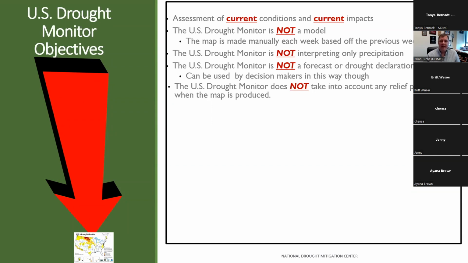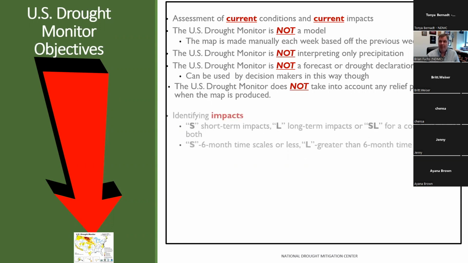And if they're going to start using these Drought Monitor products to trigger different relief programs, they want it to stay objective. So what that means is we are not taking into account any of these programs, because again, the program itself could be triggered by the Drought Monitor. So again, we have an unbiased approach.